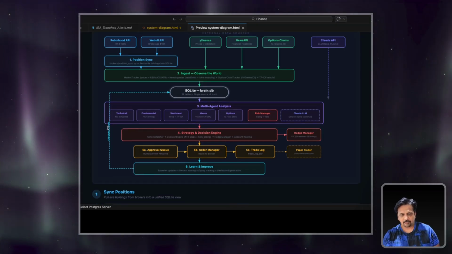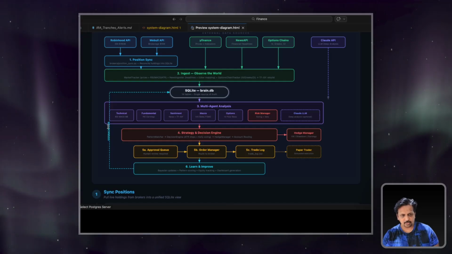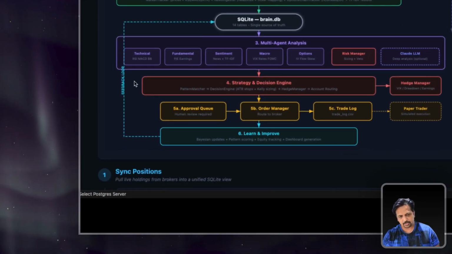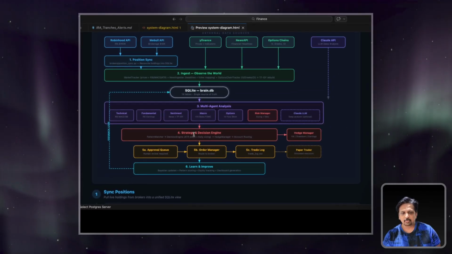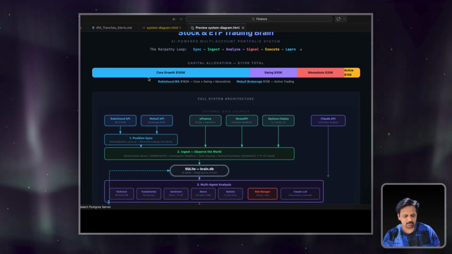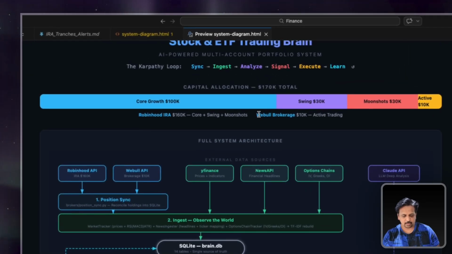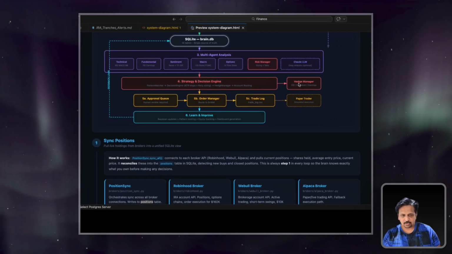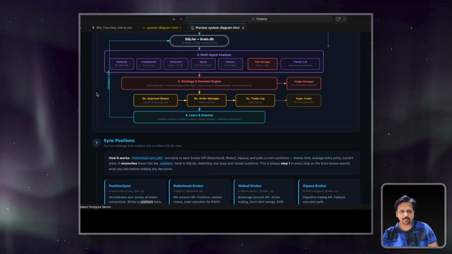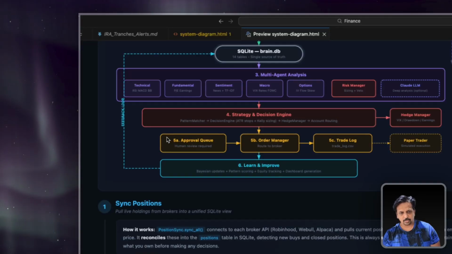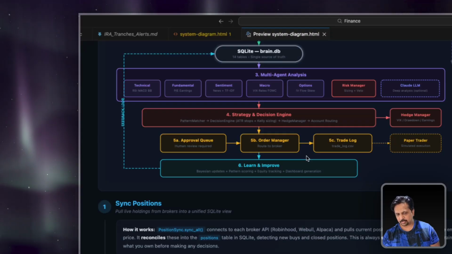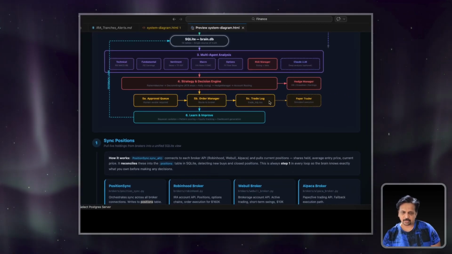And finally, we have a strategic and decision engine. It uses a different set of agents than your analysis agents, and it uses a hedge fund manager agent as well to devise a strategy for the goals we have set for the portfolio types. Once it analyzes the strategy and takes the decision, it goes through an approval system, where human review is required, and then routes to the broker if the broker allows automatic execution. And finally, it does the trade log.